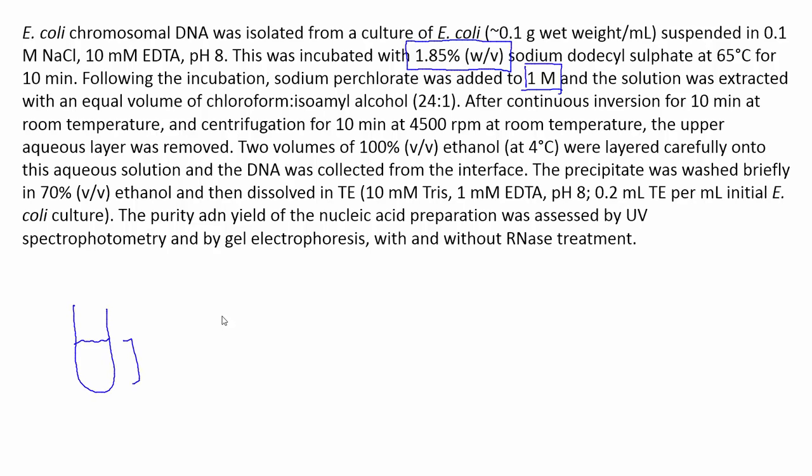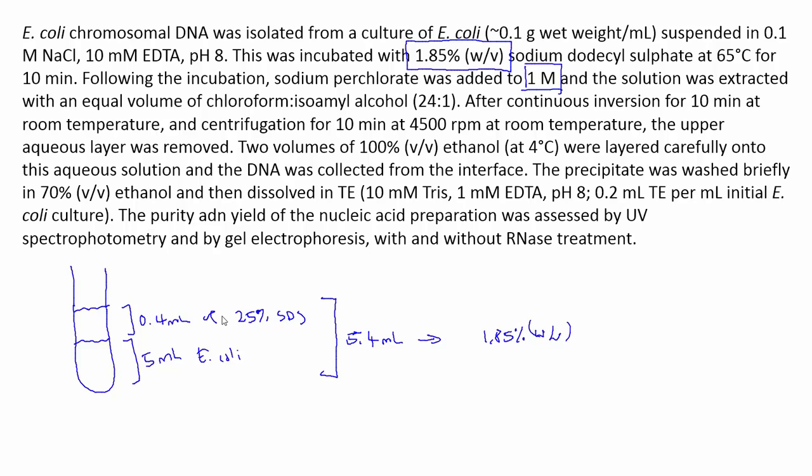So remember that we started out with a tube of 5 mils of E. coli, and then into those 5 mils we added 0.4 mils of 25% SDS. And so by going through the various calculations, we worked out that in this final volume, which was 5.4 mils, the concentration of SDS was 1.85% weight per volume, which was equal to 1.85 grams per 100 milliliters.